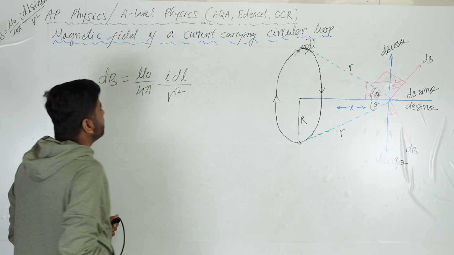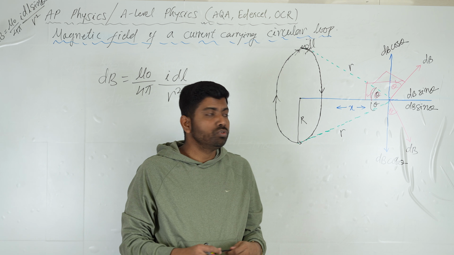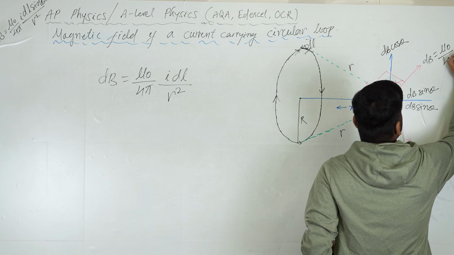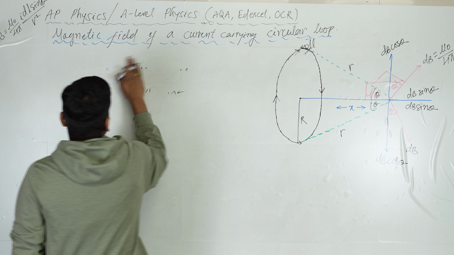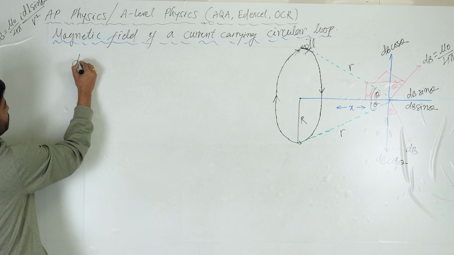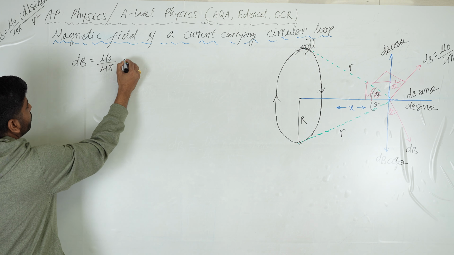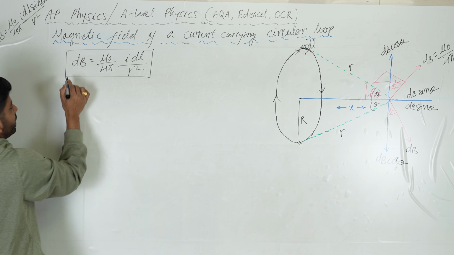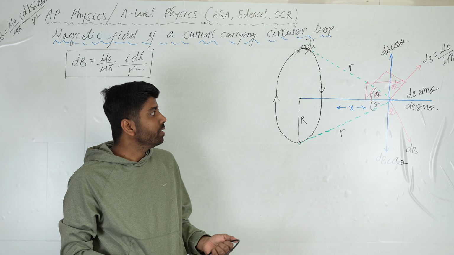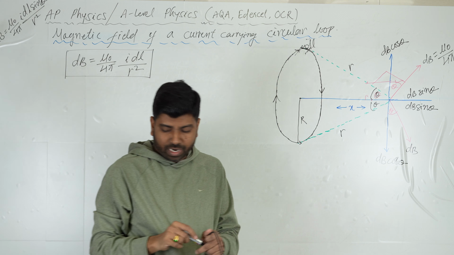Since it is 90 degrees, the magnitude of dB is mu naught upon 4 pi I dl upon r square. So let me write here the small amount of magnetic field intensity: mu naught upon 4 pi I dl upon r square. Point to remember.